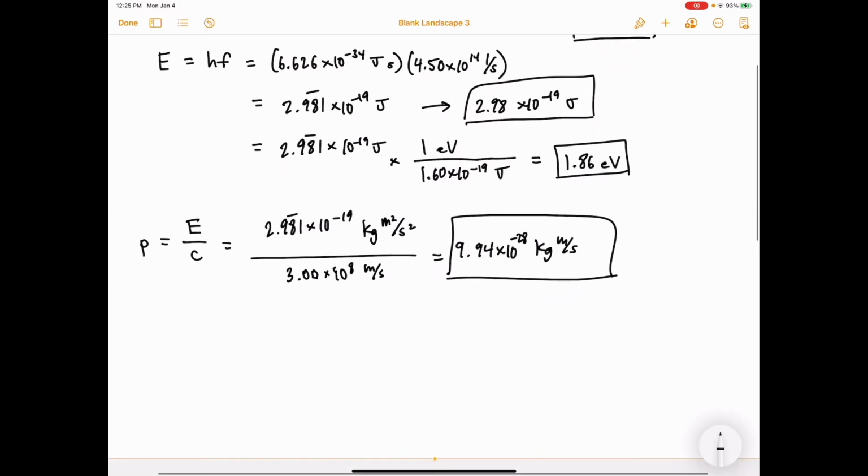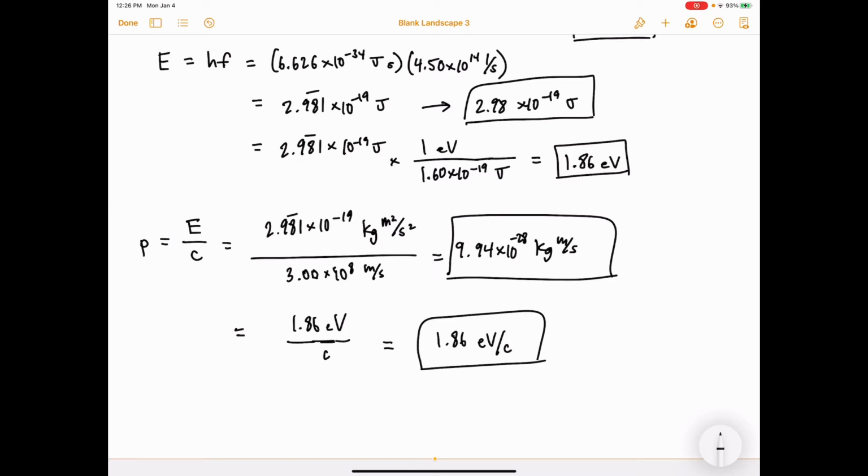Now, there's another way we can do this. We can take the energy and use electron volts instead of joules as the unit, so 1.86 eV. And then instead of plugging in an actual number for c, we'll just leave that symbolically as c, and we can just as easily say the momentum is 1.86 eV divided by c. Okay, so that's how you do that.